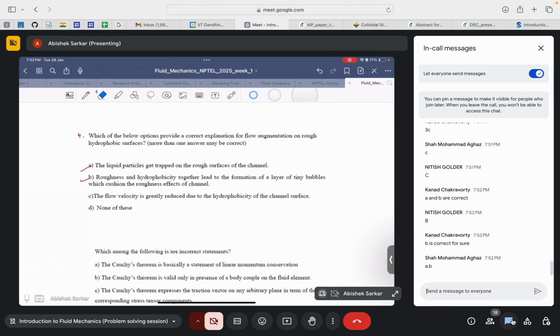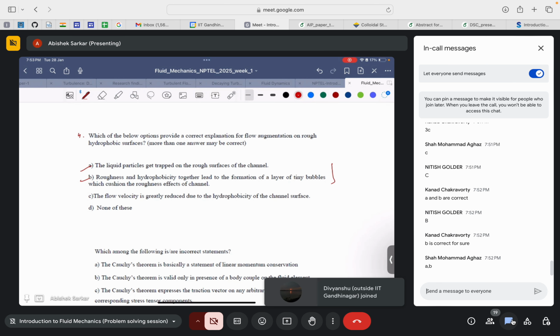One can also be considered correct, but the more correct answer is another, because if I am asked, I will say both answers are correct. But if other faculty want to be more thorough with the concept, then option B would be the more appropriate one, because here it mentions that the surface is hydrophobic.